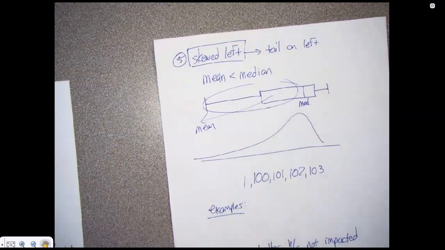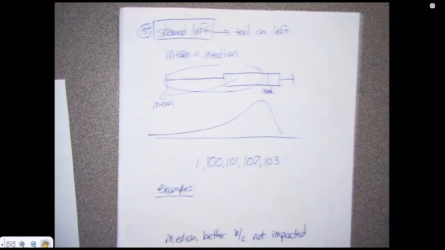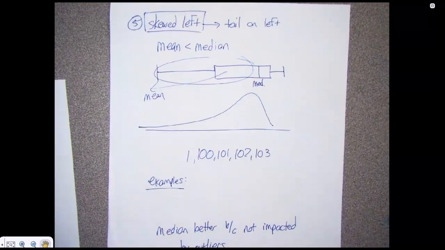So here's what I put for the top of my notes. I didn't do any examples yet because we didn't talk about them. I just made up this number list. You can make up whatever you want, but the median here would be 101, right? And the mean would be pulled way down because that number's way farther away on the downside than the numbers on the upside.